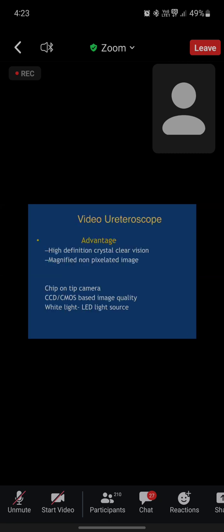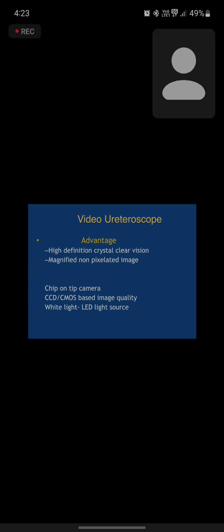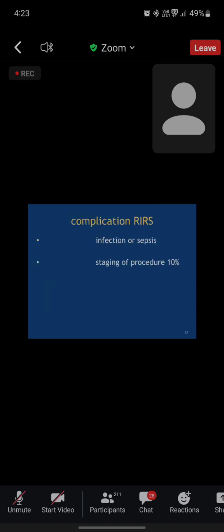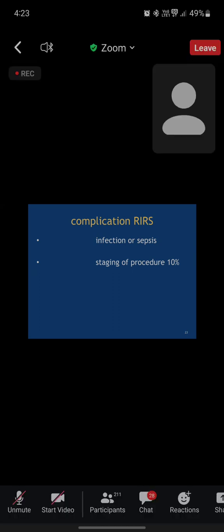There is advancement in this RIRS. Initially, it was a fiber optic scope. Now we get a digital video ureteroscope with very good vision and significantly reduced cost. So overall, the procedure is quite commonly available in most centers. A complication of RIRS is infection and sepsis, because it's a closed system where we irrigate fluid. So an untreated infection, diabetic patient, old patient, or immunosuppressed patient can go into sepsis. And staging of the procedure, because we use the normal tract: sometimes with a tight ureter, in almost 10% of people, we may not be able to perform it primarily and may have to stage the procedure with DJ stenting.